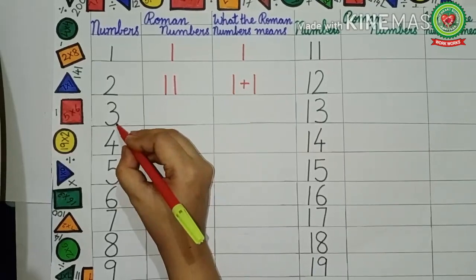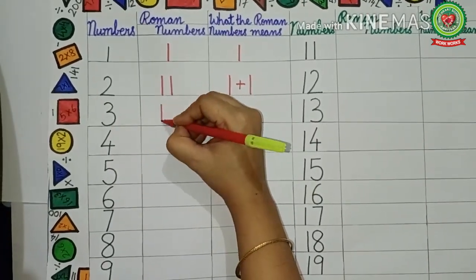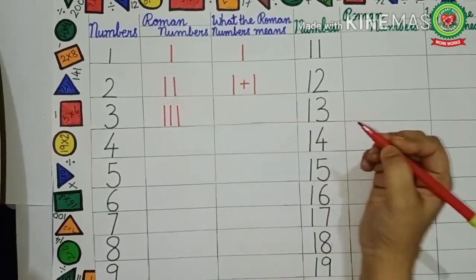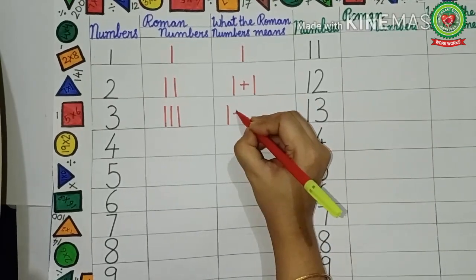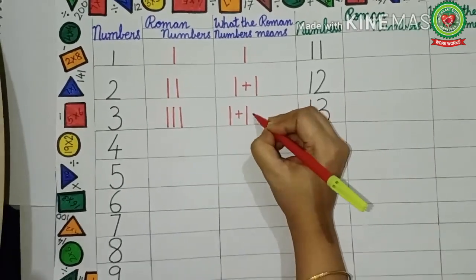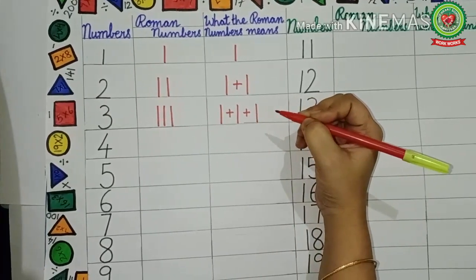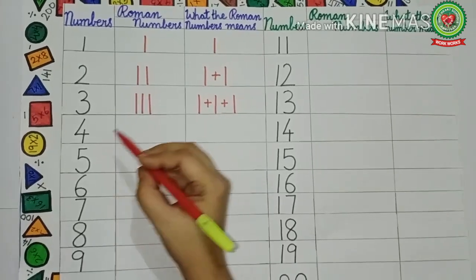Next is 3. How do we write 3? That is III. What does it mean? It means 1 plus 1 plus 1. That is 3. Next is 4. Now, can we write IIII?